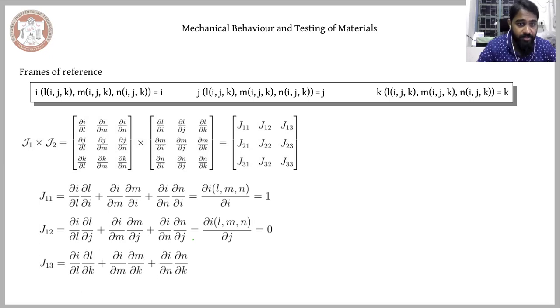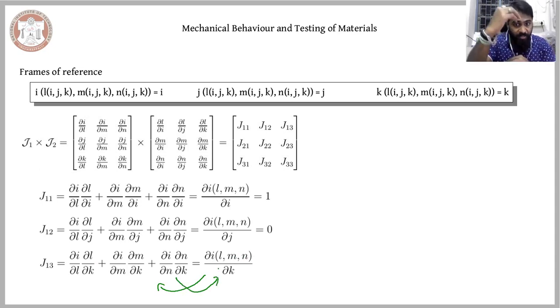Now this can be extended to J13, wherein I'm considering the product of this row and the final column here, and using the same understanding I can rewrite this summation term as something like this, wherein I'm considering the change in I which is dependent on L, M and N with respect to K. So when I know this I can expand it like this, but since this is known I can retrace it back to this. So ultimately I'm considering how I is changing with respect to my K, which is mutually perpendicular. So ultimately this is going to end up with 0.